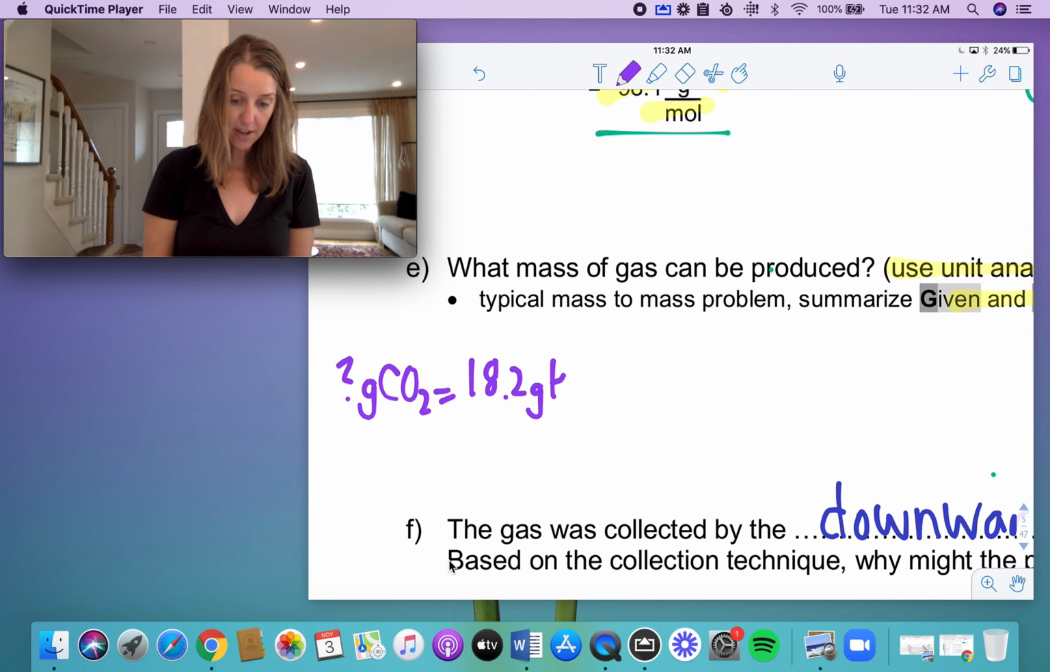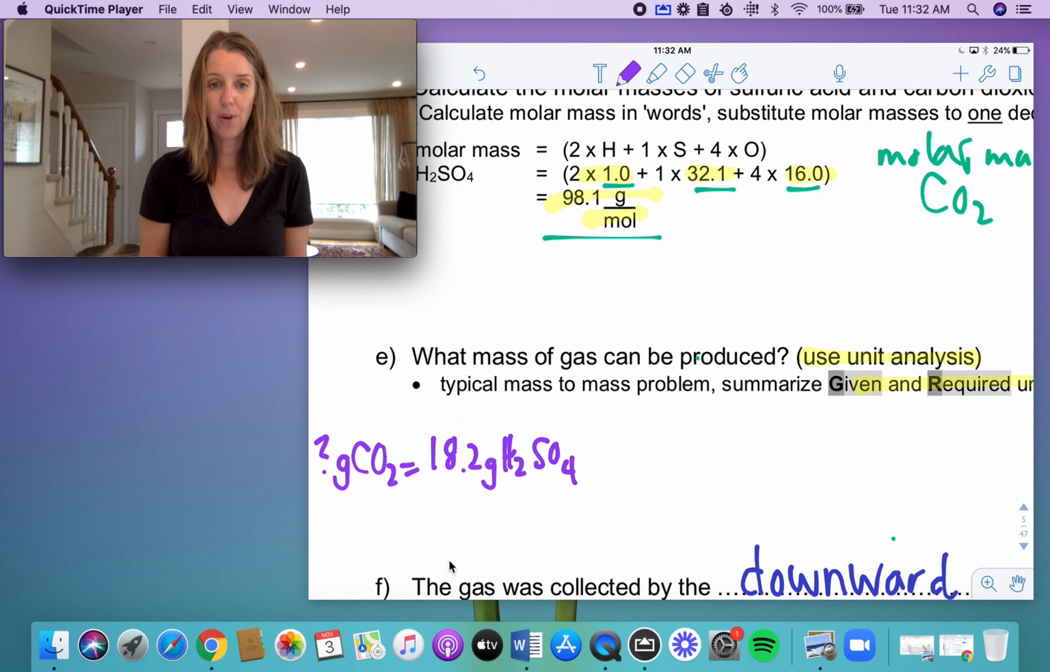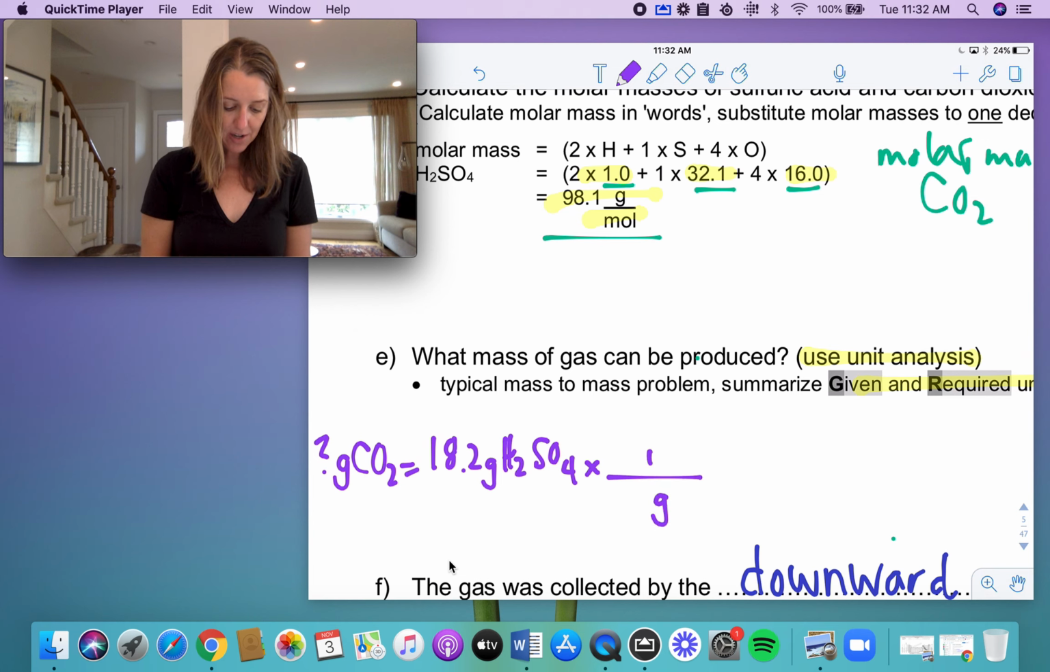18.2 grams of H2SO4. You write it all out. Step number 1, I figure out how many moles I have. To do that, I need my molar mass. You see the units grams per mole, that tells me that my gram is going to be here and my mole is going to be here. Grams of H2SO4 per mole of H2SO4.